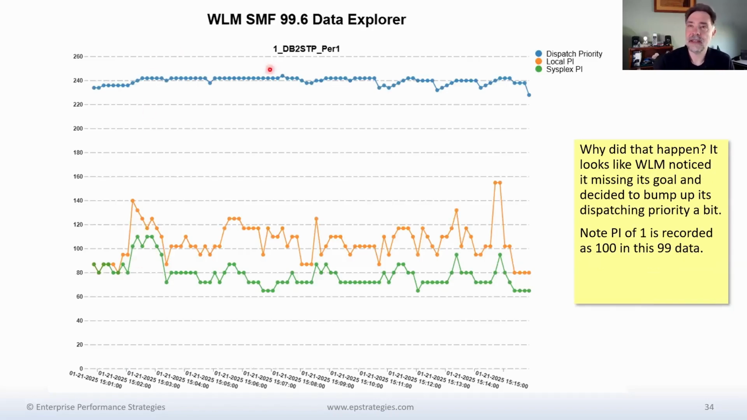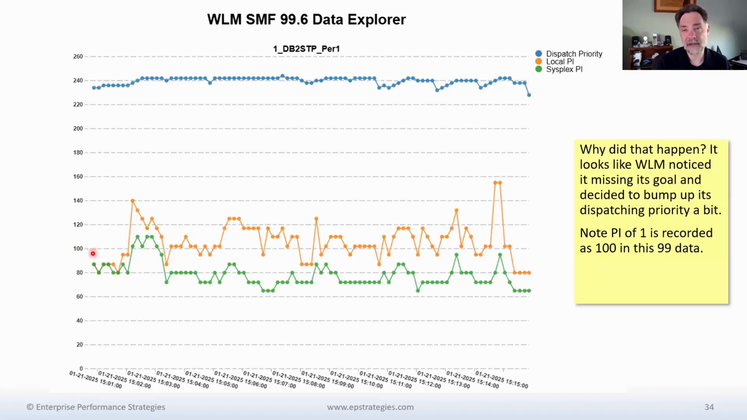So here, what we see is the dispatch priority is in blue up here again for that DB2 STP workload, and we see that it actually did move up in dispatching priority here. And why did it move up in dispatching priority? Well, here's the PIs, and WLM actually records two PIs, a local PI for the system that it's running on, and a sysplex PI that is across all systems in the sysplex. And this data in the 99s is recorded on a scale multiplied by 100, because in the SMF data, we don't like recording fractions. So this 100 is really a PI of 1.